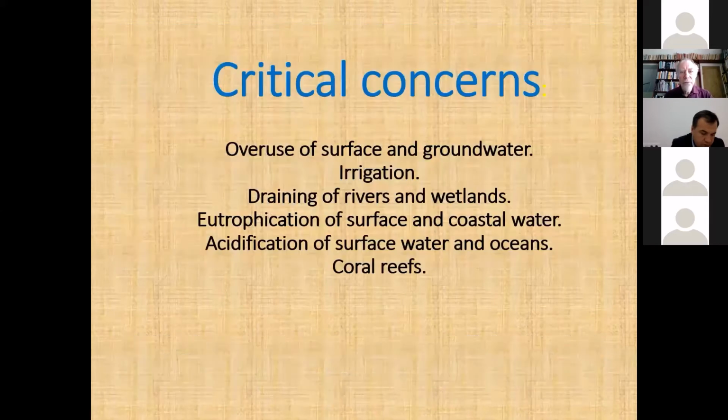So the critical concerns when it comes to the water is overuse of surface and groundwater. And it's very much because water is used for irrigation too much. Irrigation needs to be done more efficiently. And there's also draining of rivers and wetlands because of water overuse. And as I mentioned, eutrophication, acidification, and chemical pollution.